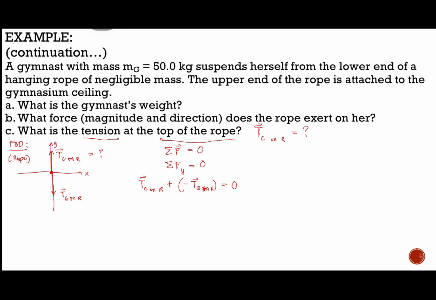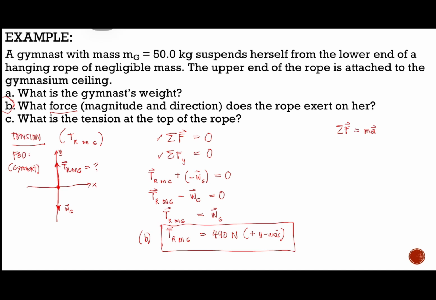So again, since we are solving for the tension force that the ceiling exerts on the rope, we will transpose the negative tension force that the gymnast exerts on the rope to the other side of the equation. So it becomes the tension force that the ceiling exerts on the rope is equal to, it becomes positive, the tension force that the gymnast exerts on the rope.